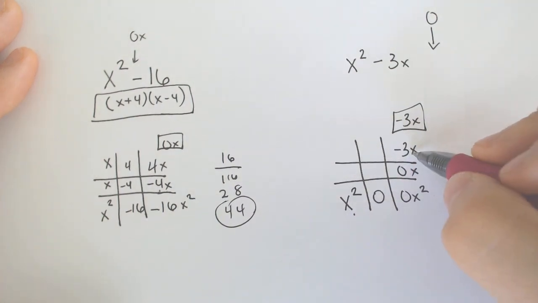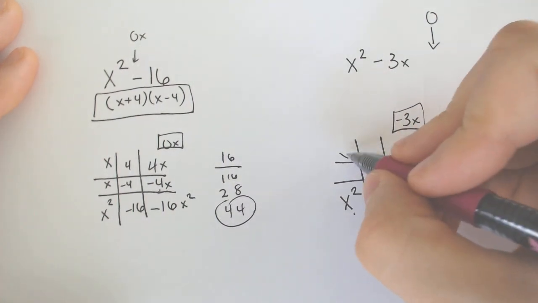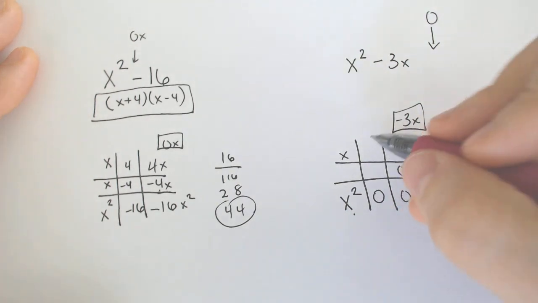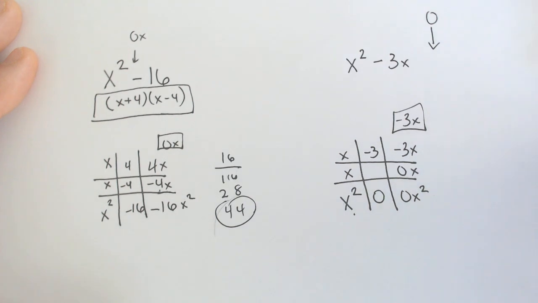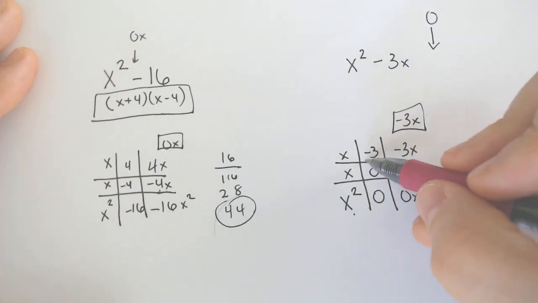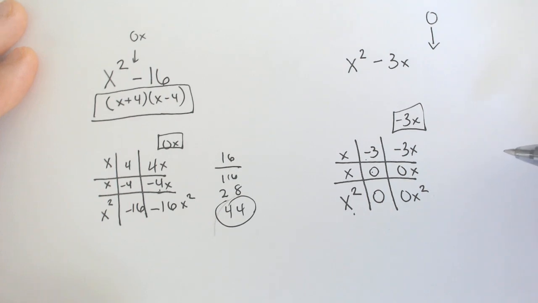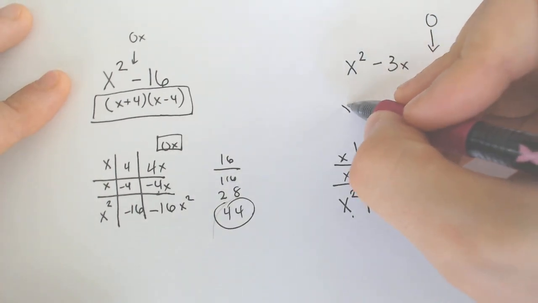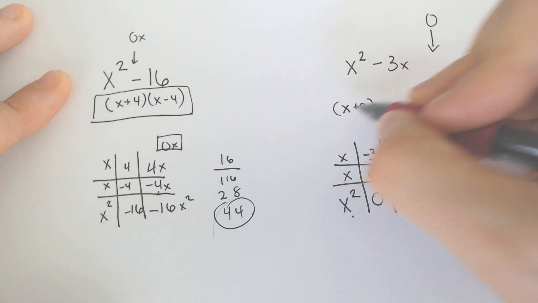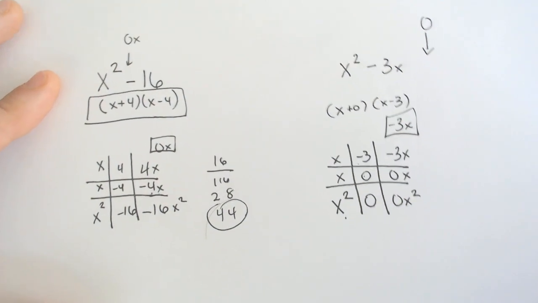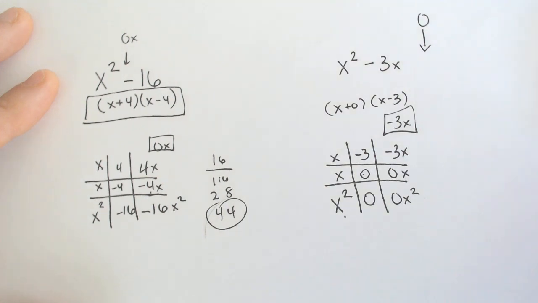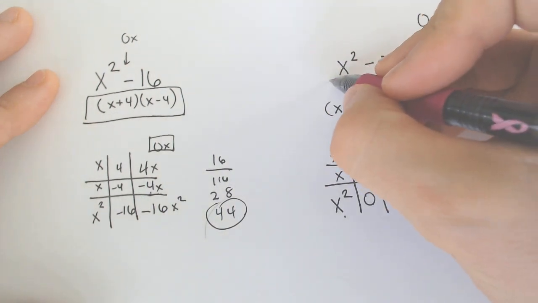X times, the greatest common factor between both of these is x. And x times x is x squared. X times negative 3 is negative 3x. And x times 0 is 0x. 3 times 0 is still 0. So these factors are x plus 0 and x minus 3. Which you don't need to write x plus 0. You could just write x, which proves my original point that I said I would do.